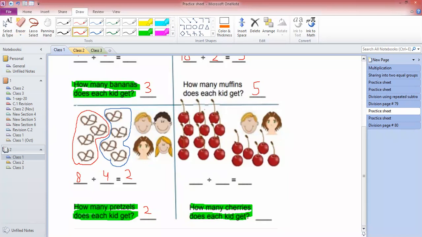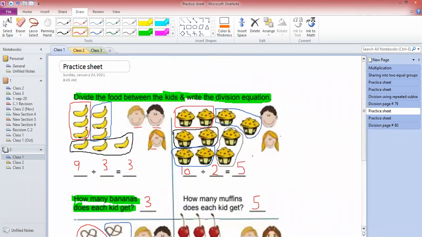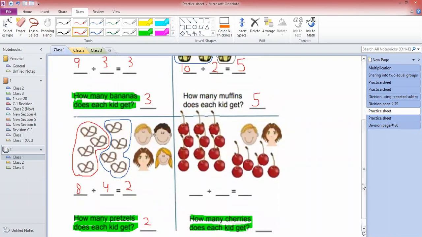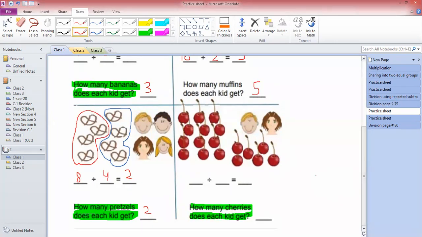1, 2, 3, 4, 5, 6, 7, loudly. 18. Very good. There are total 18 cherries and you have to divide among how many kids? 2. Two kids. Very good. So the division sentence will be 18 divided by 2. Am I right? Yes. Okay. Now tell me, if you divide 18 cherries equally among these two kids, how many cherries will each kid get?